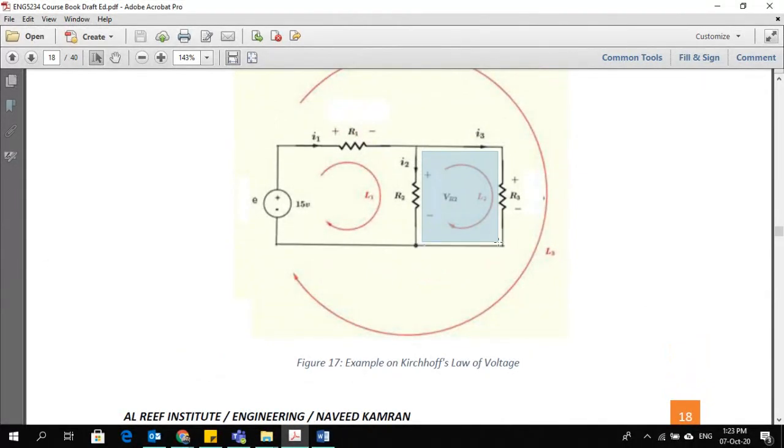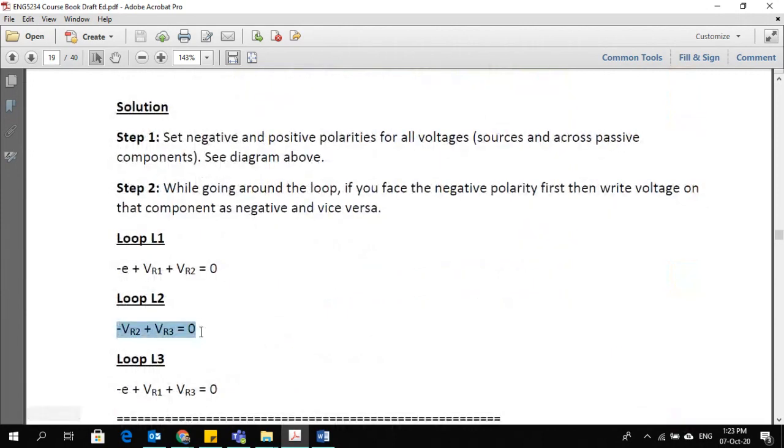In loop 2, only two components are there, R2 and R3. I'm going to follow the clockwise direction. First I come across resistor R2, and I'm looking at the negative sign first, so I will take it as minus voltage, minus VR2. Then moving on, I see resistor R3 with the positive side first, so I will write its voltage as positive VR3. So the same thing is mentioned here: minus VR2 plus VR3 equals 0.